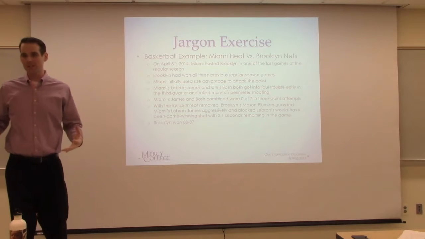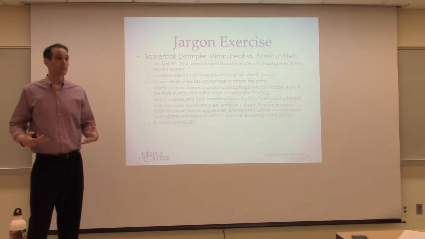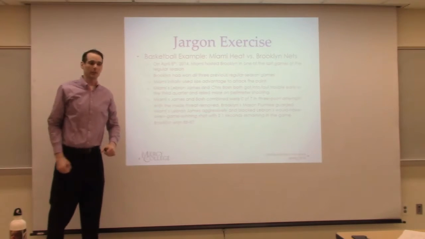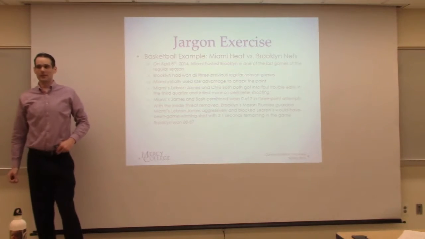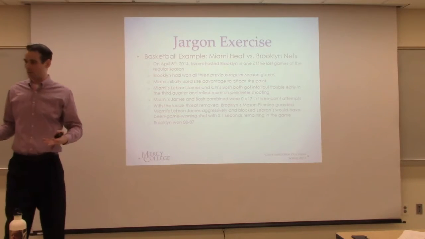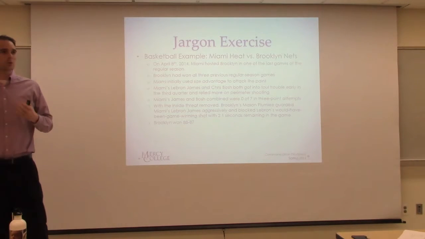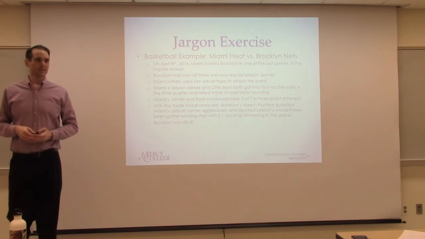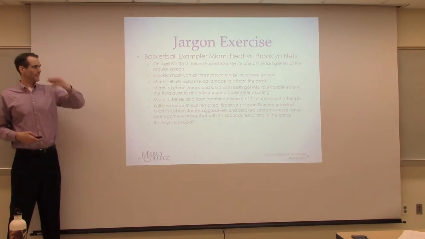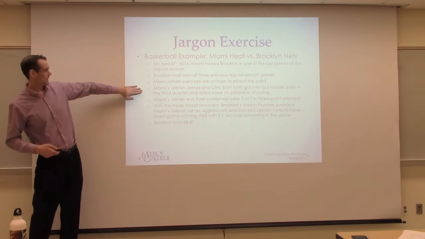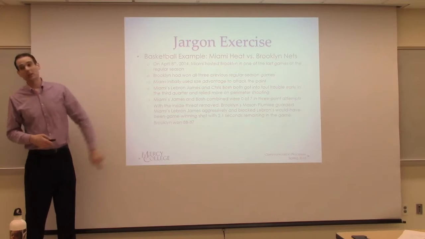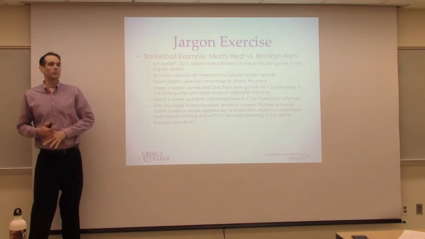And if you have a size advantage, you're better able to score those close range shots because you can just jump for the rim and do the short range shots. So Miami initially used their size advantage because they have taller players to shoot close range shots. That's a non-jargon, non-expert way to explain it. Next, we have Miami's LeBron James and Chris Bosh both got into foul trouble early in the third quarter and relied more on perimeter shooting.